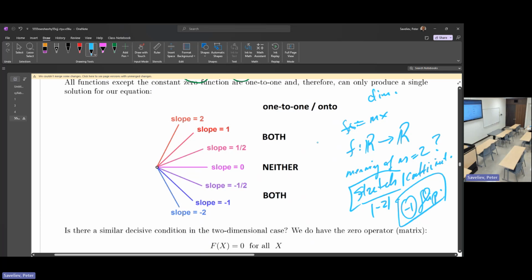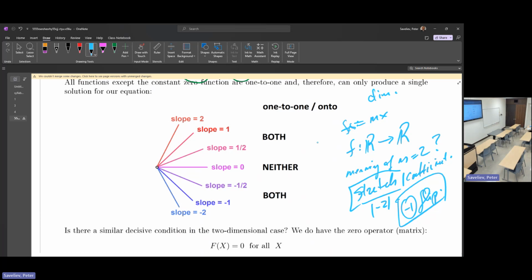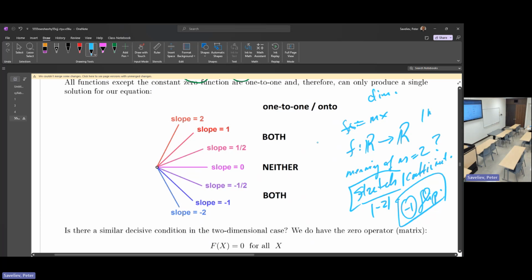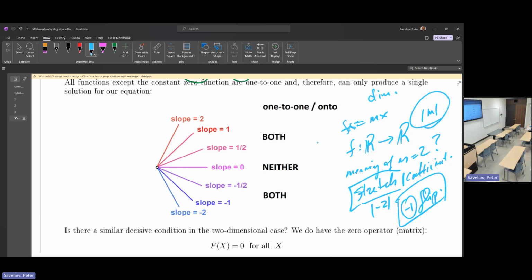So larger than 1, it's a stretch. Less than 1, it is a shrink. That's the absolute value of m. Probably would be a good way to look at the absolute value of the slope as a transformation. What is its meaning? Its meaning is the stretch coefficient. When you take a negative number, if there's a negative sign there, there's a flip.